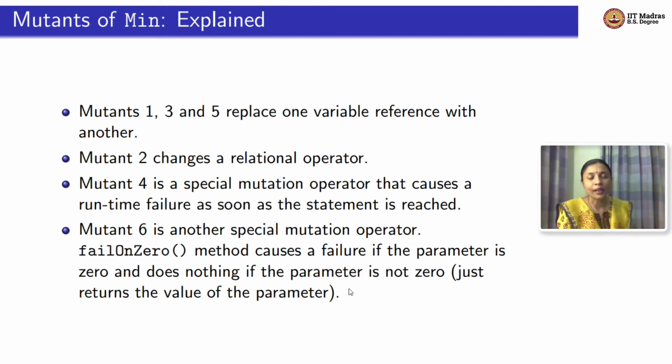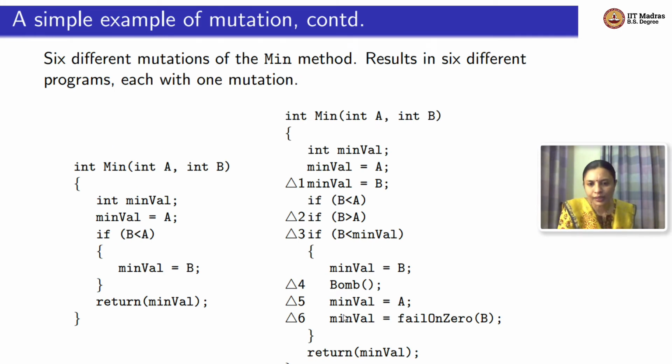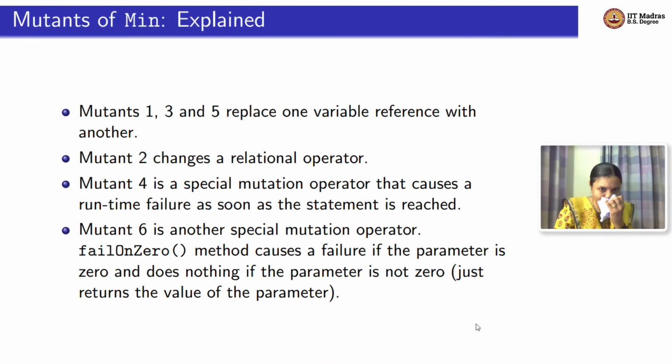Mutant 6 is another special mutation operator, fail on 0. It basically causes a failure if the parameter that's passed to it is 0 and does nothing if the parameter is non-zero. It could return just the value of the parameter. Here, if you see, delta 6 uses the fail on 0 mutant. If B happens to be 0, then delta 6 will cause a failure. If B is non-zero, then delta 6 does nothing. It is useful for checking if there is a division by 0 error in the underlying program, which is a very common error to have in a program.